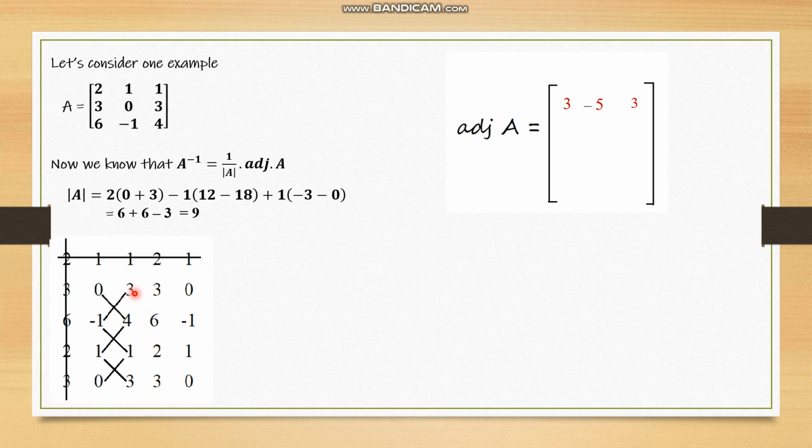Similarly, we start here with 3 into 6 minus 4 into 3, that's 6. 4 into 2 minus 1 into 6, that will be 2. 1 into 3 minus 3 into 2, that will be minus 3. Similarly, when you take these elements, you get the answers as minus 3, 8 and minus 3. So this is a simple idea to find the adjoint of A. Once you have the adjoint of A, the other things are very simple. We find A inverse using the formula, and you get 1 by 9 into adjoint of A. So you can do it within 30 seconds.